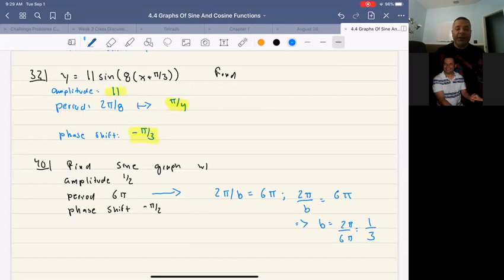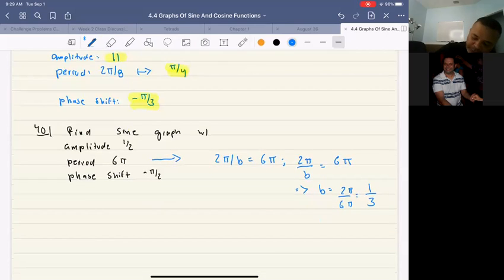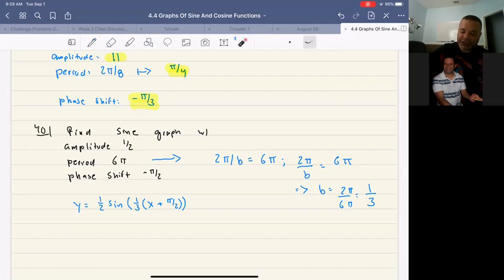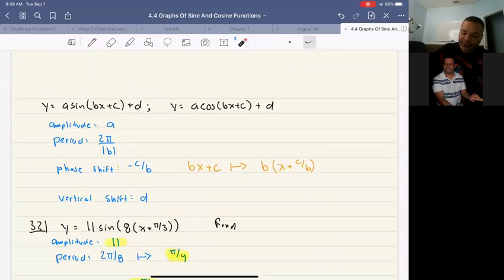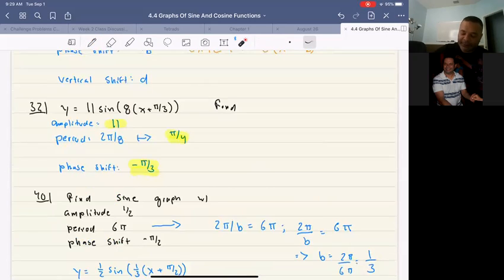So our function will be y equals 1/2 sine of 1/3 x plus pi over 2. Remember the phase shift. The phase shift is a horizontal shift, so it comes in the opposite sign. Just like up here, it comes in the opposite sign.